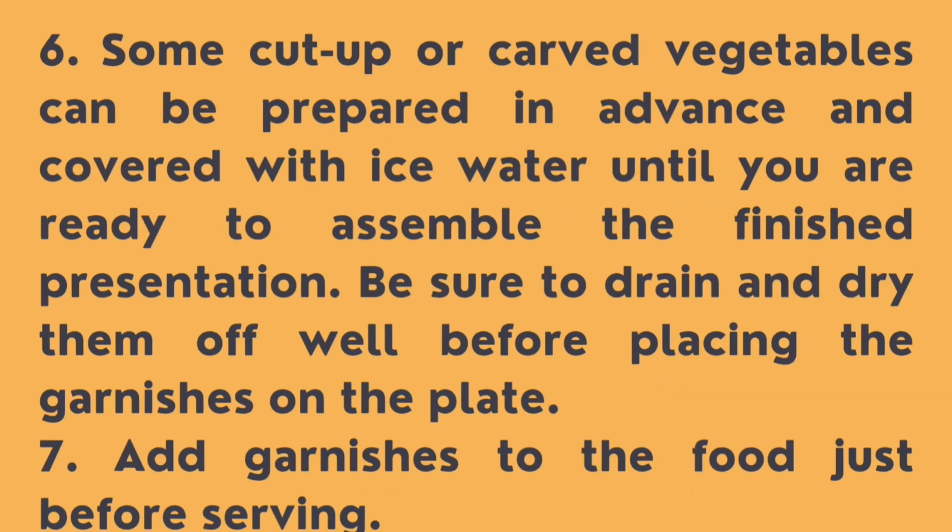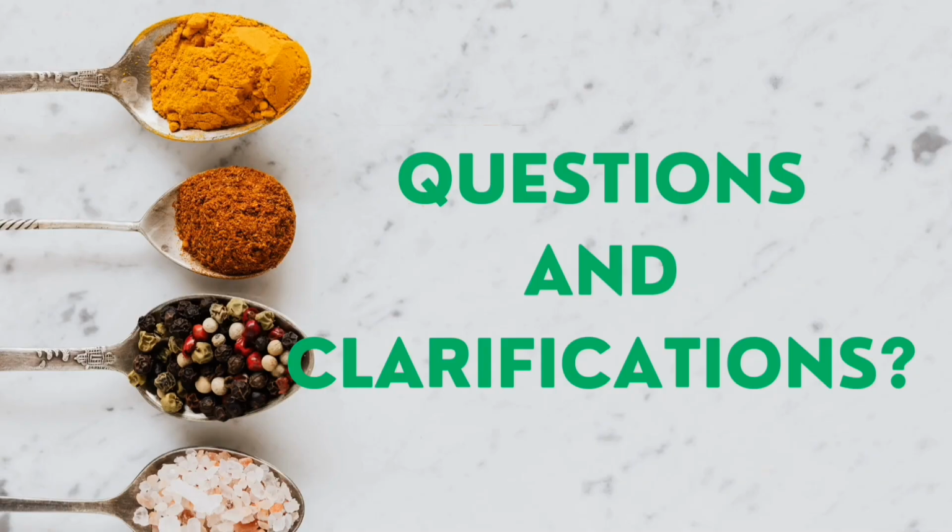Sixth tip: some cut up or carved vegetables can be prepared in advance and covered with ice water until you are ready to assemble the finished presentation. Be sure to drain and dry them off well before placing the garnishes on the plate. Seventh tip: add garnishes to the food just before serving.